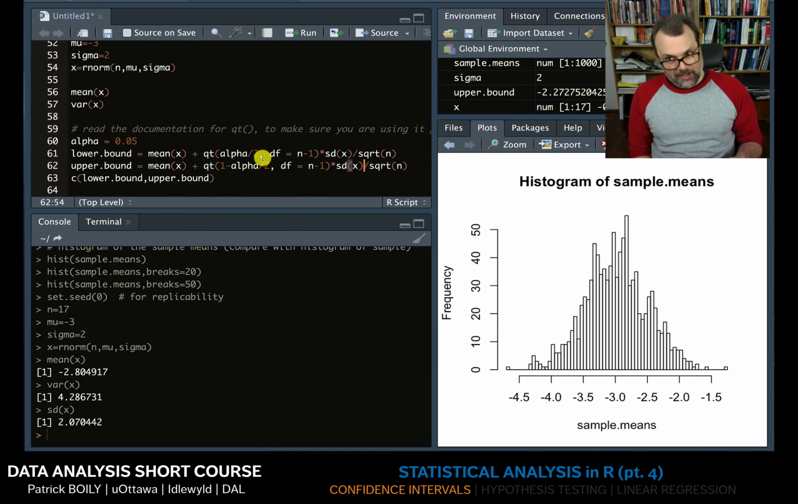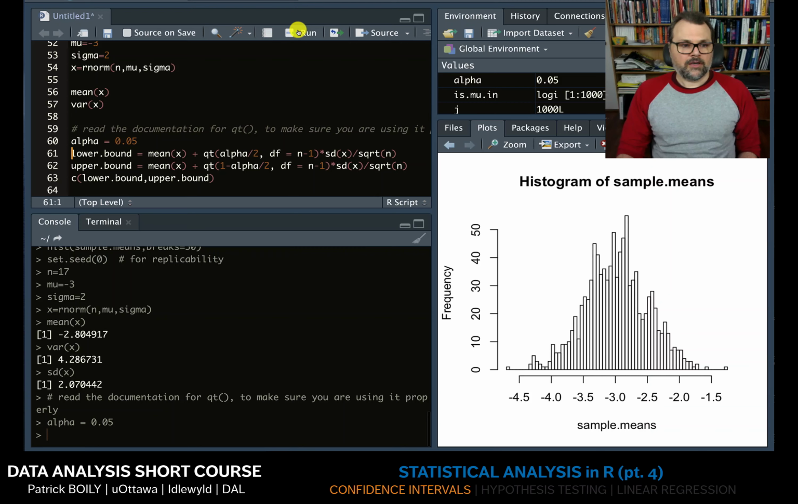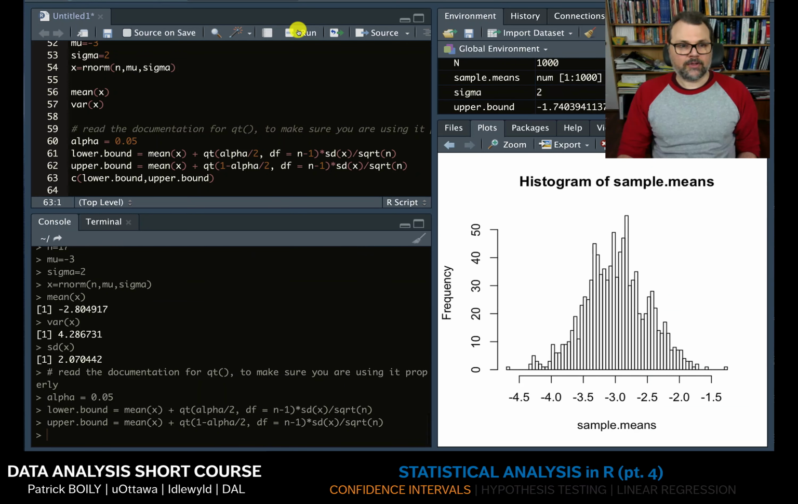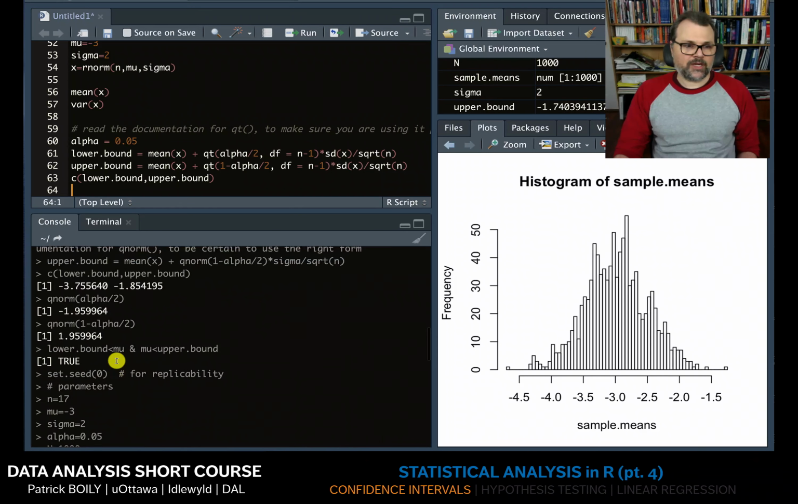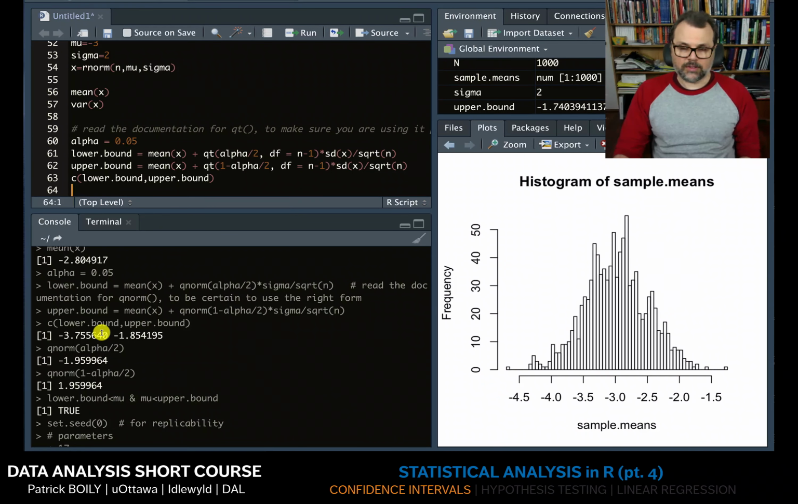And because I'm estimating the standard deviation, I have to use student's t-distribution with n-1 degrees of freedom, and I'm looking for the critical point of that distribution, the alpha divided by 2 point in both directions. If I'm looking for a 95% confidence interval, my significance level is at 5%, and then I can compute a lower bound and an upper bound, and get the following confidence interval. Compare that, minus 3.869 to minus 1.740, to the confidence interval we got when we computed knowing what the standard deviation was.